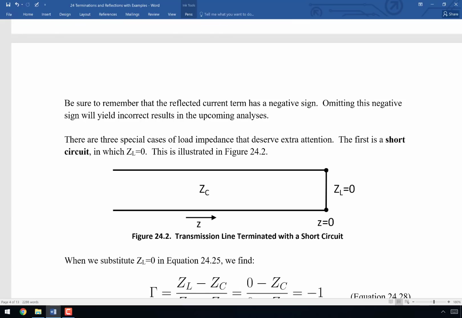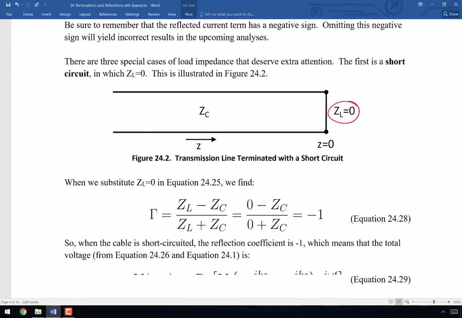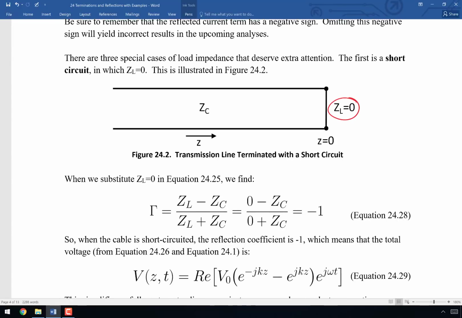So there are 3 special cases. Special case number 1 is a short circuit. And if there's a short circuit, which is shown here in this picture, a short circuit is literally just a wire, 0 impedance between the terminals. What happens there? Well, if we plug in z sub l equals 0, we end up with negative z sub c divided by positive z sub c, and that gives us a negative 1. So if we have a short-circuited line, we know that gamma is equal to negative 1.